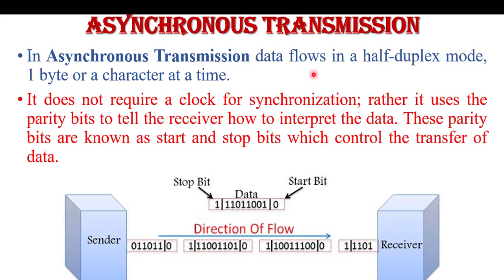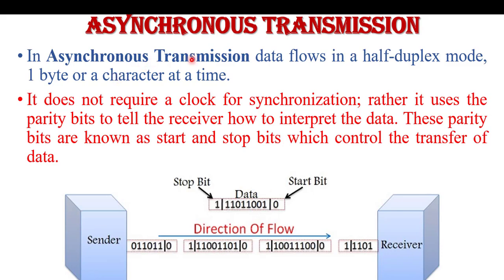Asynchronous data transmission flows in half duplex mode. In case of half duplex, sender and receiver both can transmit and receive data, but not at the same time. When the sender sends the data, the receiver only receives. When the receiving device wants to send data, it sends, but not at the same time.